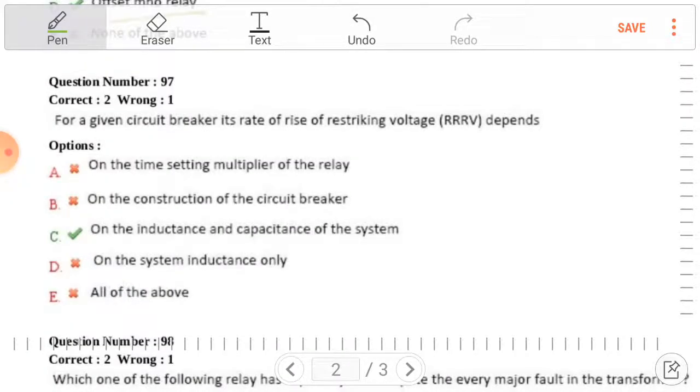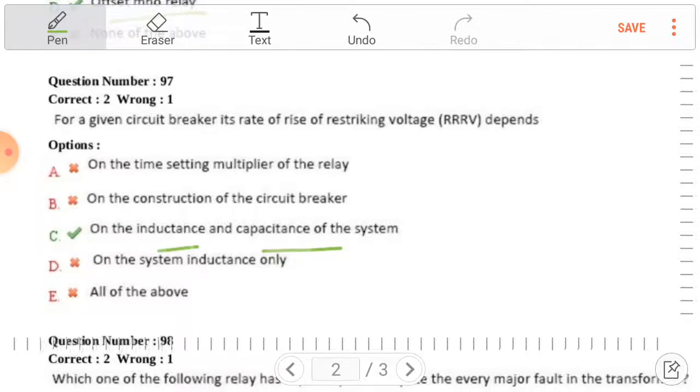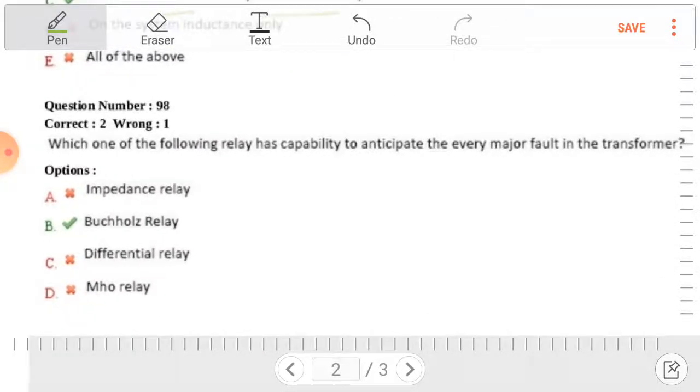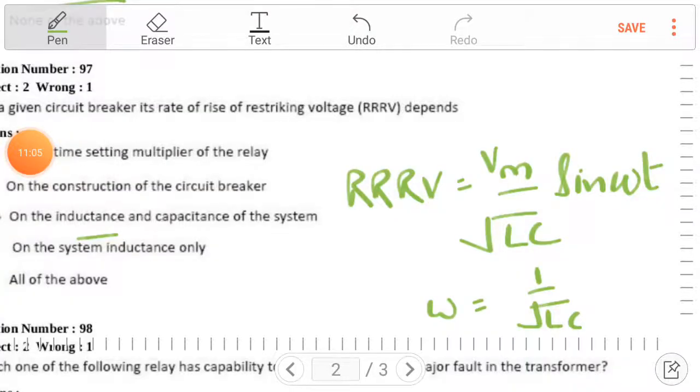For a given circuit breaker, its rate of rise of restriking voltage depends upon inductance and capacitance. So the rate of rise RRRV depends on L and C values. This is the formula of rate of rise of restriking voltage. It is the peak value of voltage divided by square root of LC times sine of omega t, where L and C are the inductance and capacitance of the system, and omega is also determined by 1 by root LC. So it is majorly dependent upon inductance and capacitance of the system.